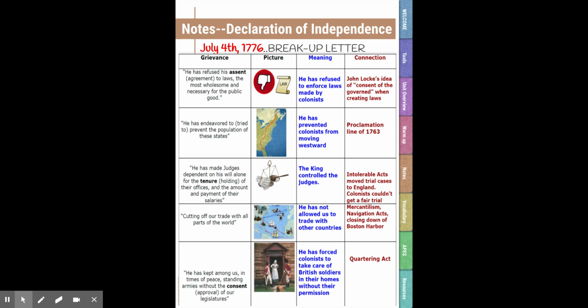The last part of the Declaration of Independence is us officially declaring our independence from England.